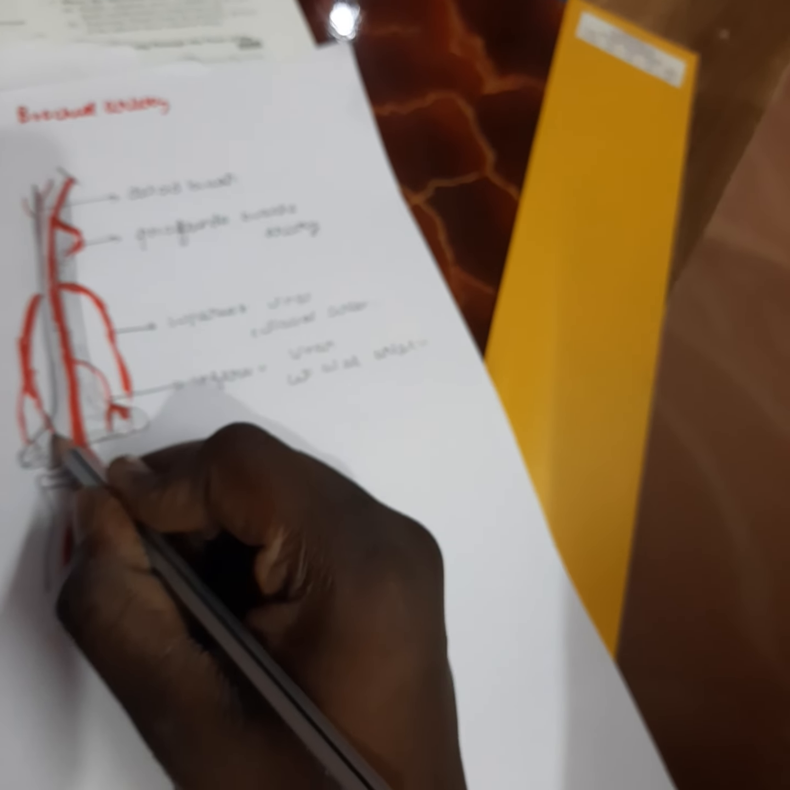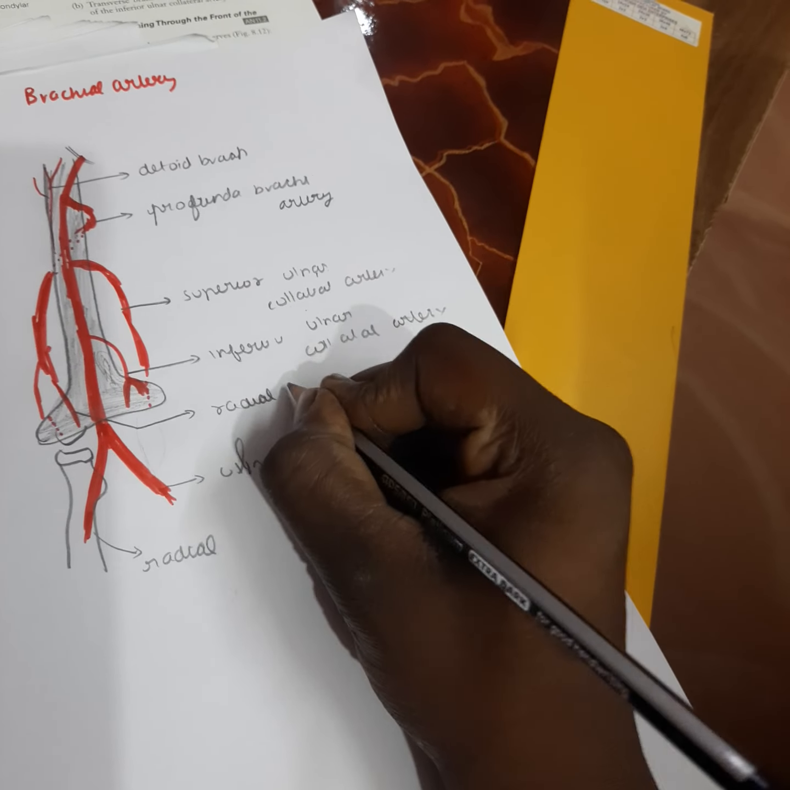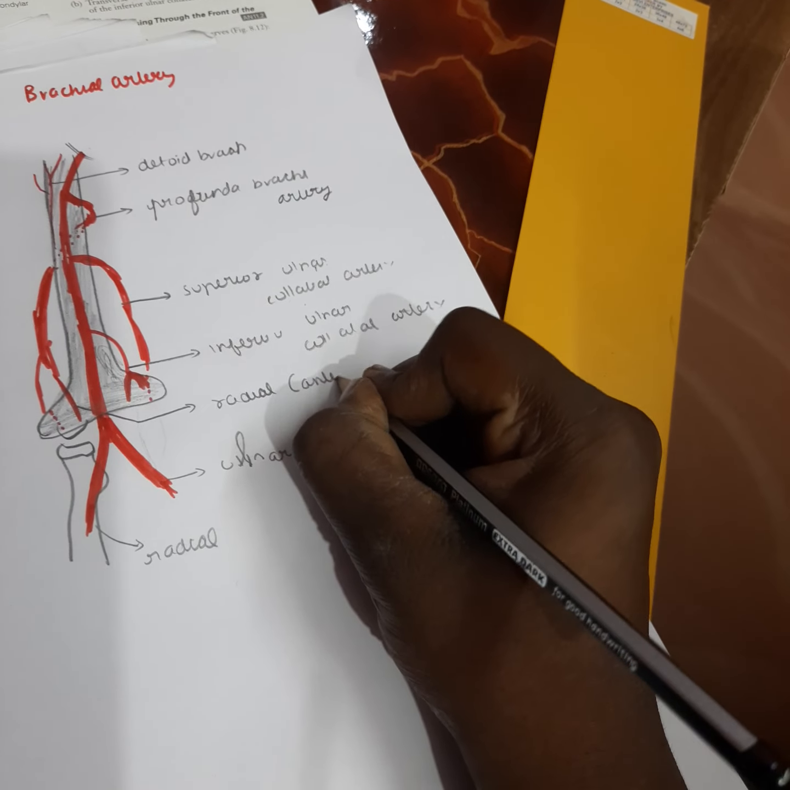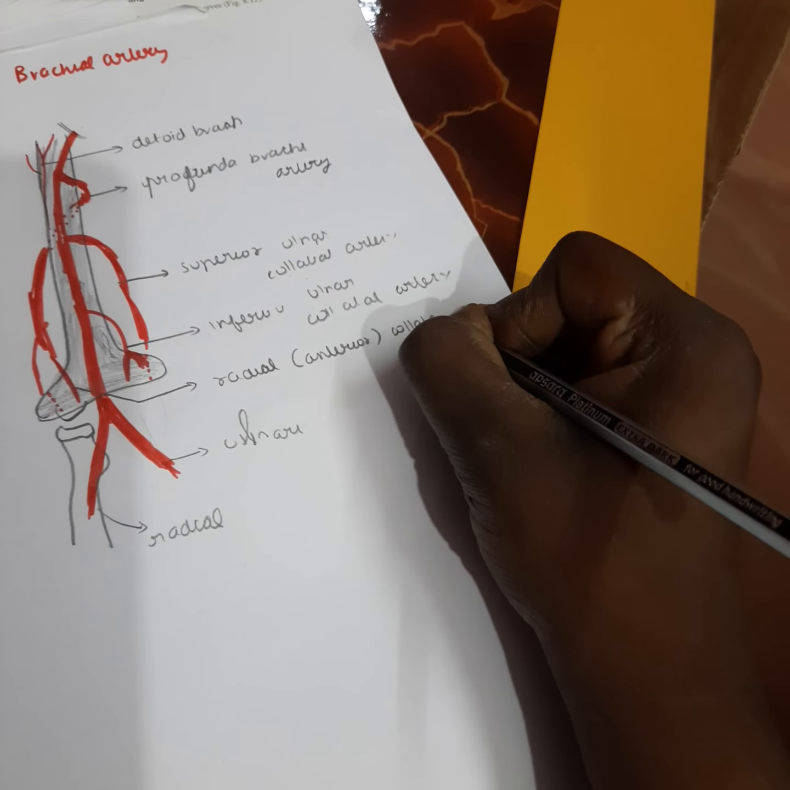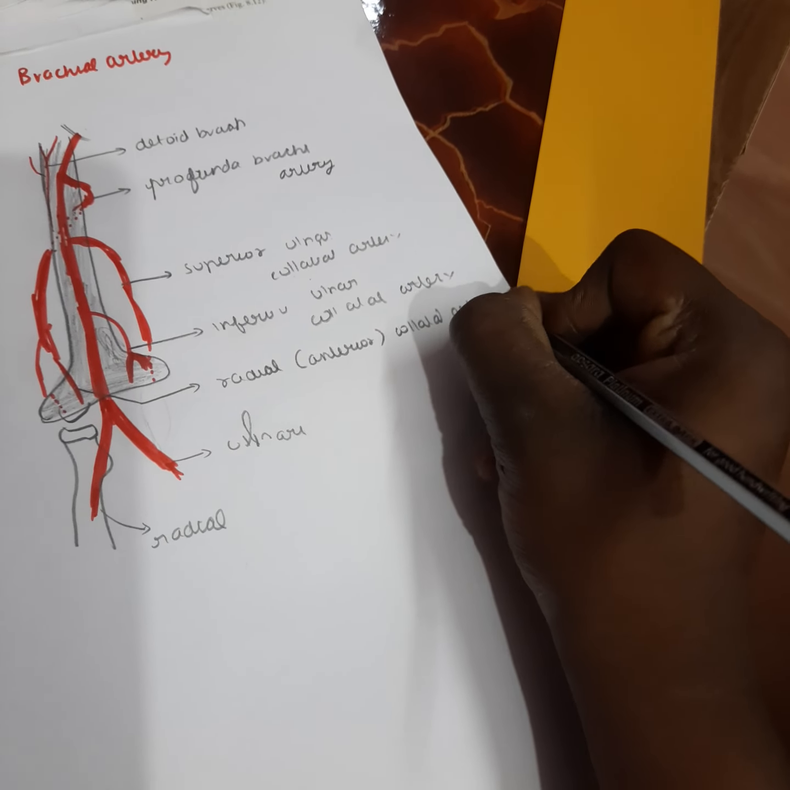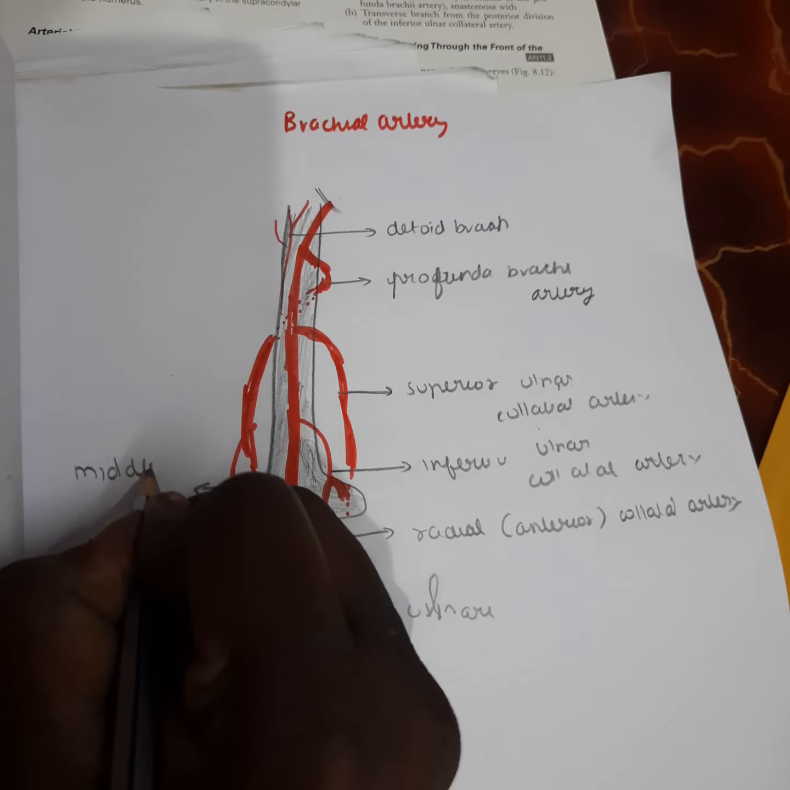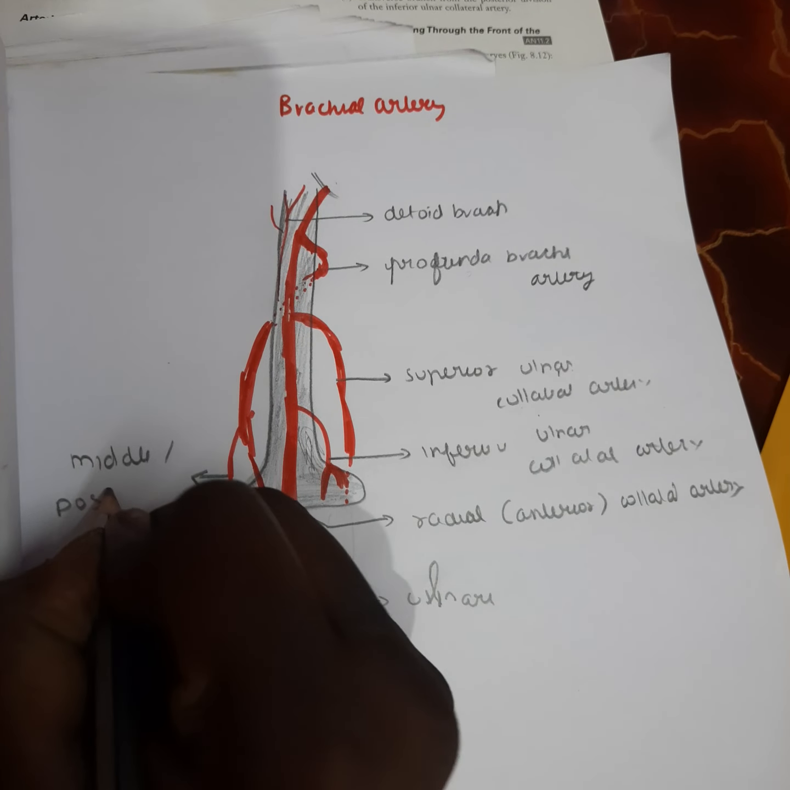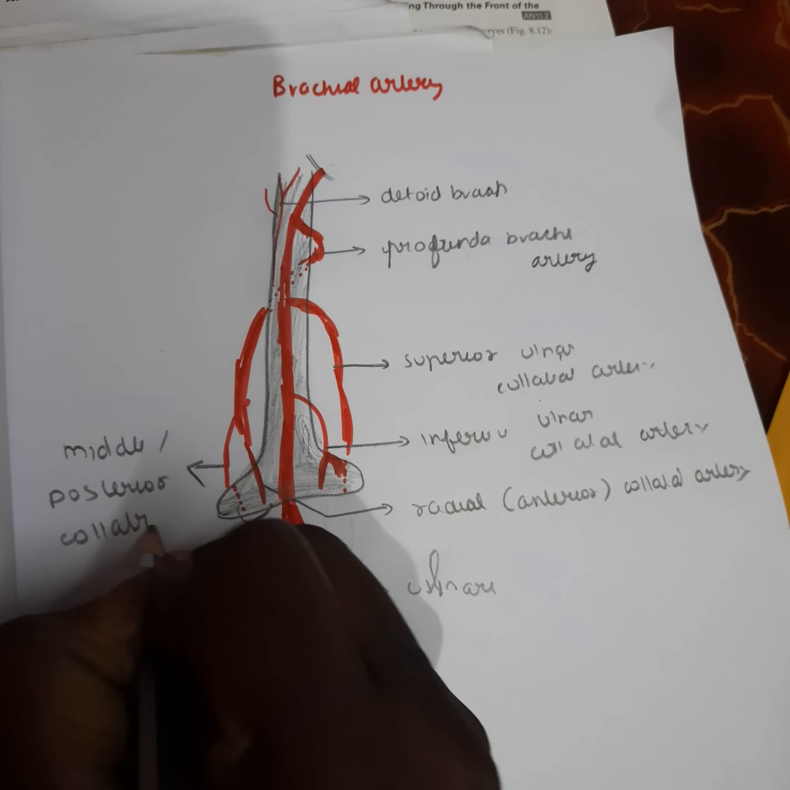Repeat with me. Radial or anterior collateral artery. This is your middle or posterior collateral artery.